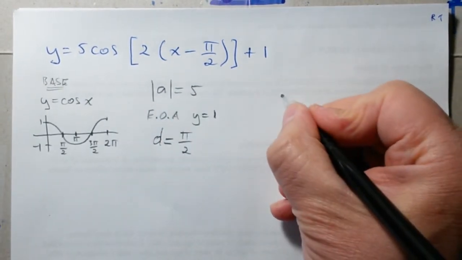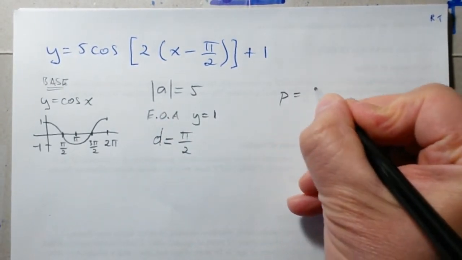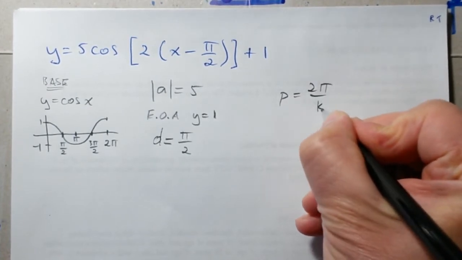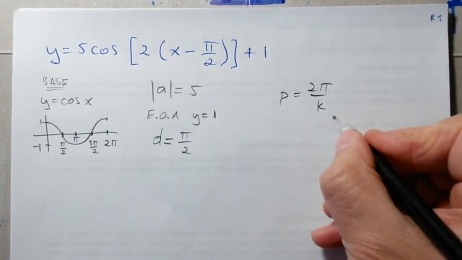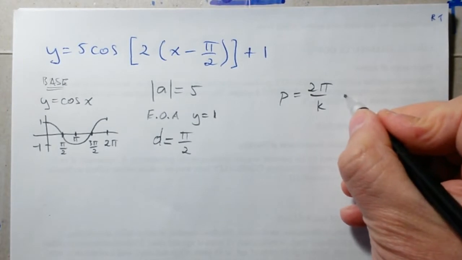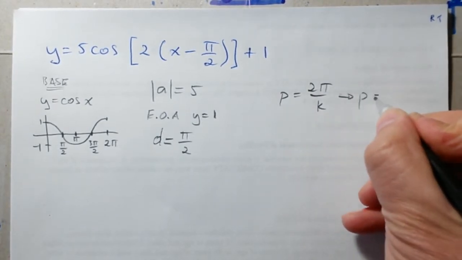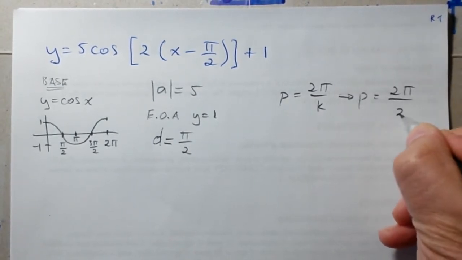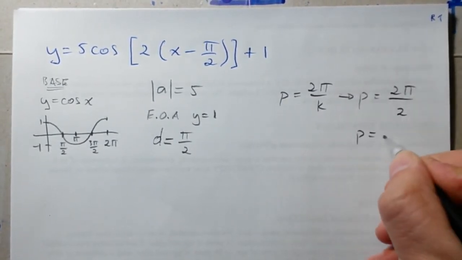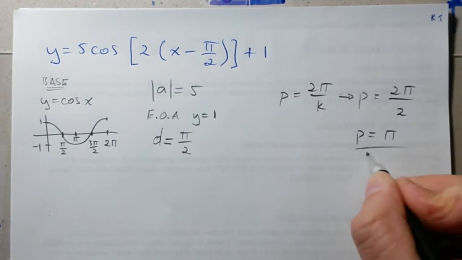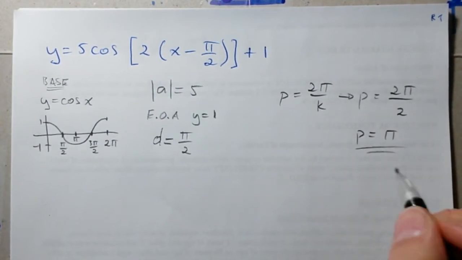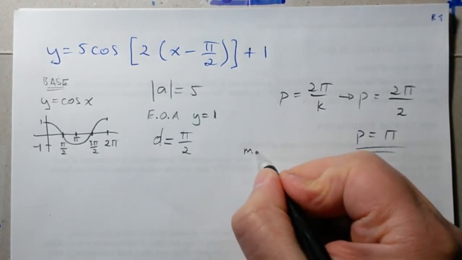And we need to find the period. Now we know that the period is equal to 2 pi over k. The value of k here happens to be 2, so P equals 2 pi over 2, which means our period will be equal to pi. Okay, so I think we've got everything. Well, actually not quite. Let's find out the maximum and the minimum value.